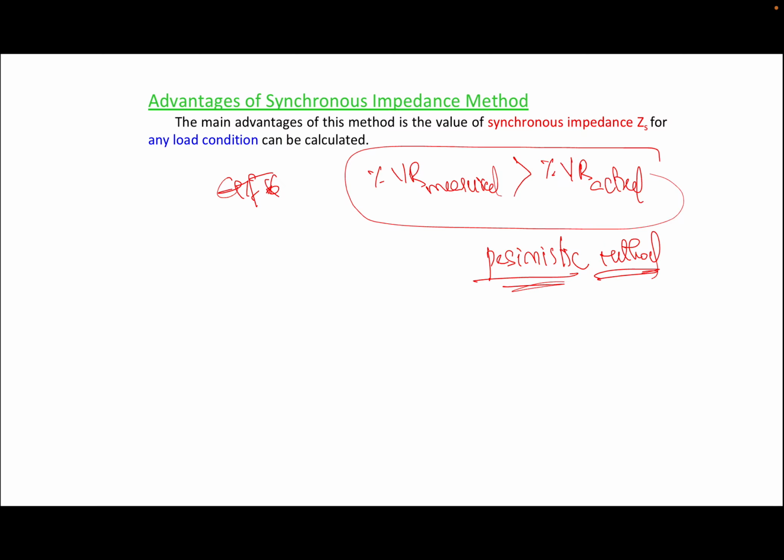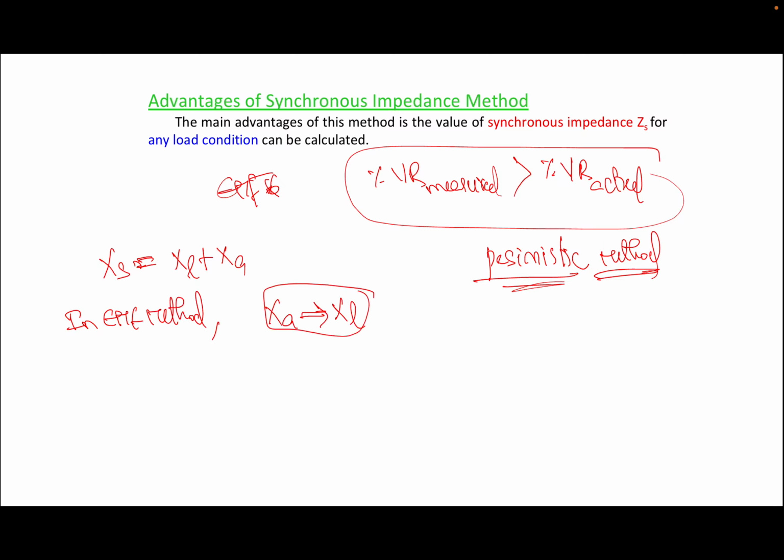The only advantage is that we do not apply direct loading, and we can still estimate the percentage voltage regulation. What is the drawback? We are getting more than the actual value of percentage voltage regulation. That's why it is called the pessimistic method. So how are we getting this? The voltage regulation is more than the actual. We can have a small explanation. We know that synchronous reactance is a combination of leakage reactance and armature reactance, XL plus XA. Now in the EMF method, the entire armature reactance is considered as leakage reactance.